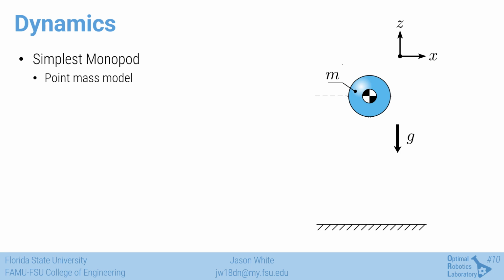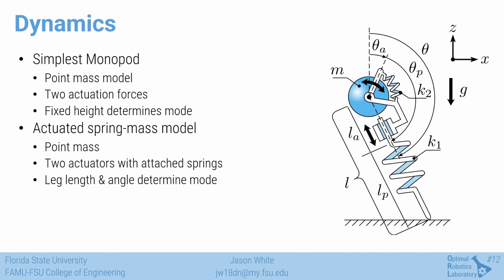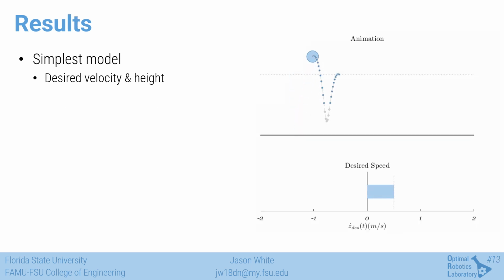The hypothesized controller was first tested using a simple point mass model with no inputs during flight. At the fixed height L max, the dynamics change, allowing the optimizer to utilize the control inputs seen here. We also model an actuated spring mass model. The point mass model also only generates forces during stance, but can actuate the massless leg during flight to control its touchdown angle. When we simulate the controller, the simplest point mass model tracks the average speed and height.